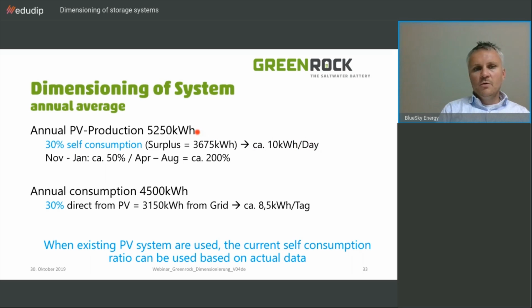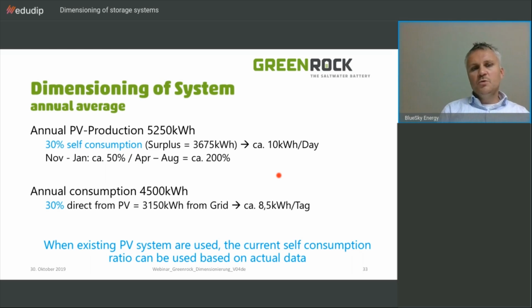So again, we have got an annual PV production of 5,250 kilowatt hours. We determined 30% out of that is self-consumption. So we've got a surplus of 3,675 kilowatt hours. And the consequence is 10 kilowatt hours per day. And of course, you might raise your hand and say, look, this cannot work. You showed us there is not much production in January and November, and there is more production in April and August. And that is true.